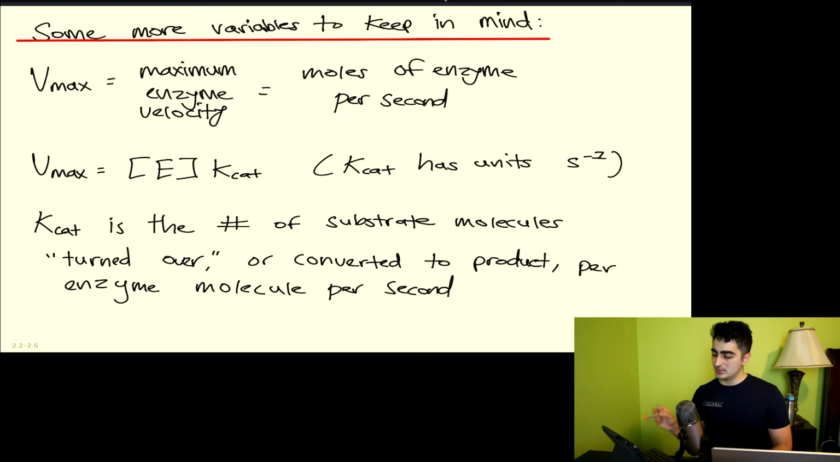Kcat is the number of substrate molecules turned over or converted to product per enzyme molecule per second. So it's like the catalytic speed. There's not really much else you need to know about that. But this is a relationship that I would have. And kcat has units of 1/seconds, or the inverse of seconds.